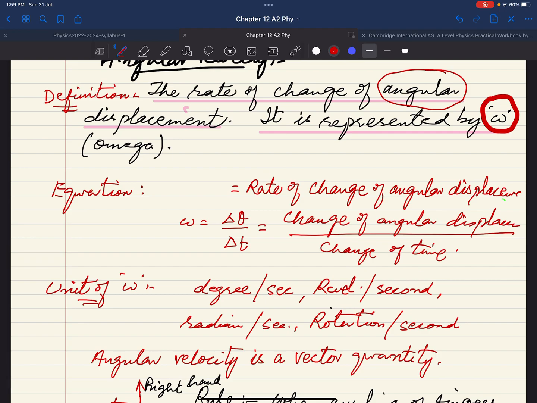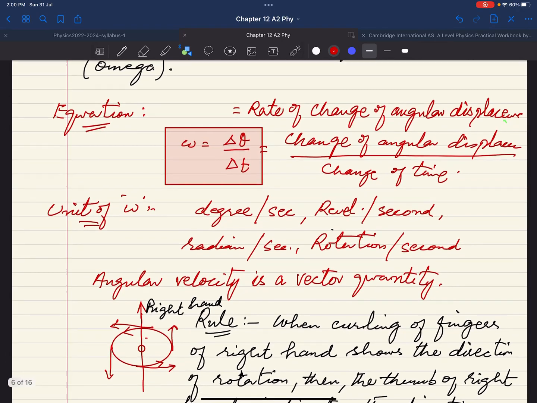How can you write this equation? Rate of change of angular displacement. So simply omega is the representation, and you know that the change of angular displacement is delta theta, and the change of time is delta t. So this is a very simple equation, and here we can write it as omega is equal to delta theta over delta t. So the rate of change of your angular displacement is simply giving you angular velocity.